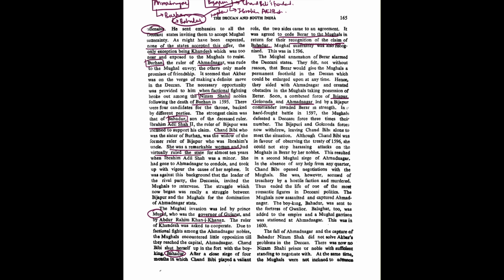In a hard-fought battle in 1597, the Mughals defeated the Deccani force three times their number. The Bijapuri and Golconda forces now withdrew, leaving Chand Bibi alone to meet the situation. So Bijapur forces also left, although Bijapur belonged to Chand Bibi's nephew. Although Chand Bibi was in favor of observing the Treaty of 1596, she could not stop harassing attacks on the Mughals in Berar by her nobles.